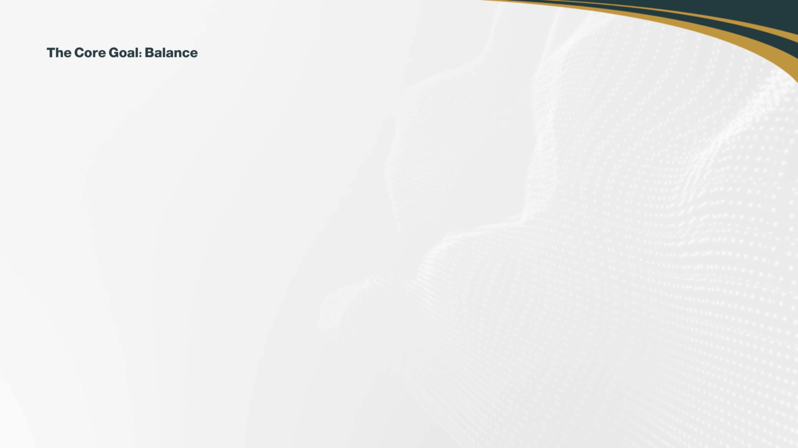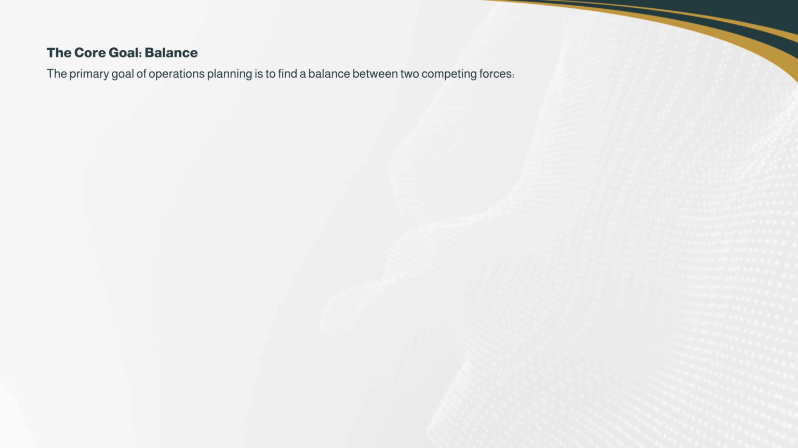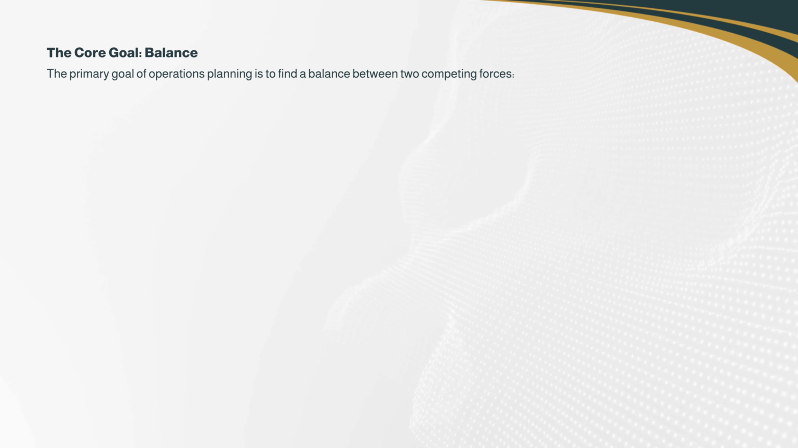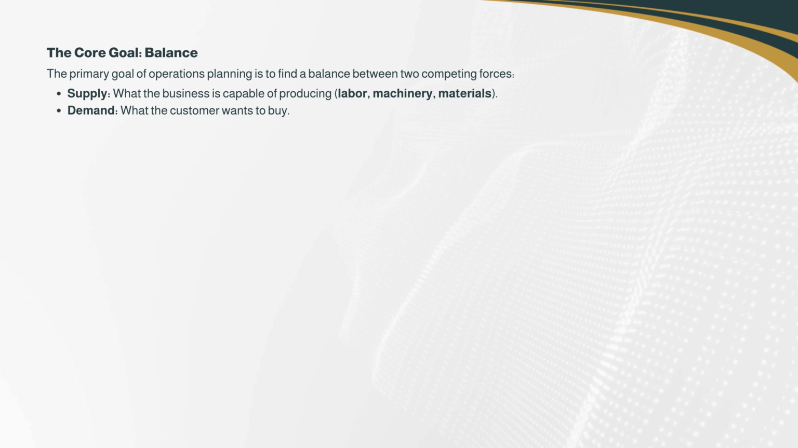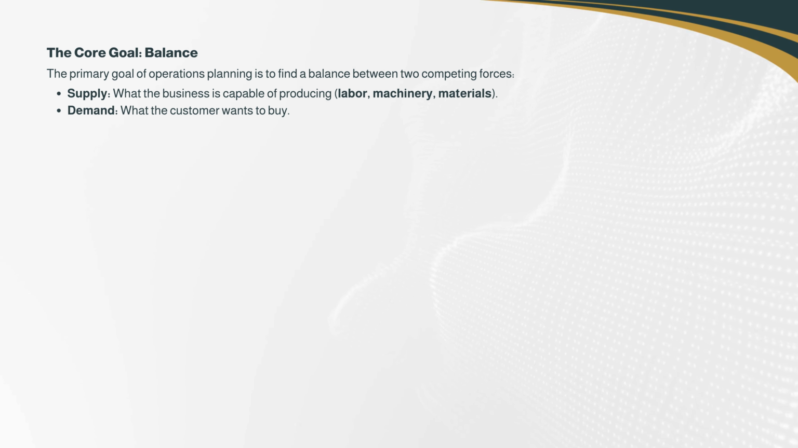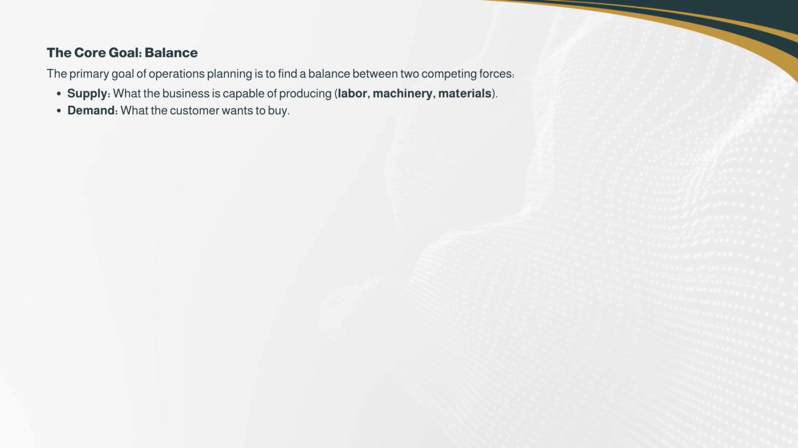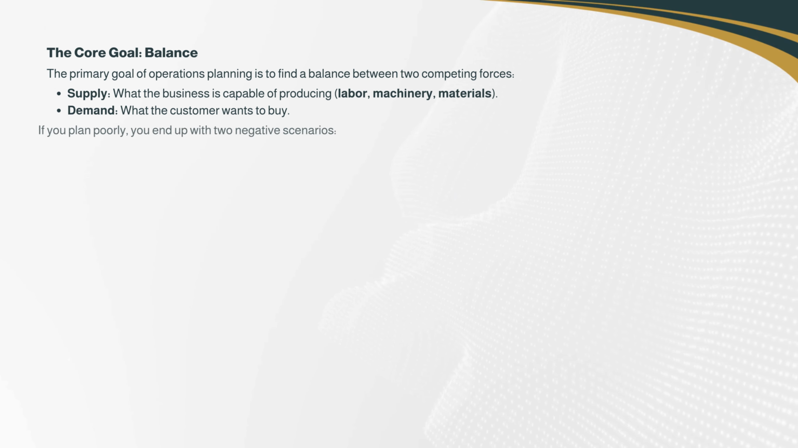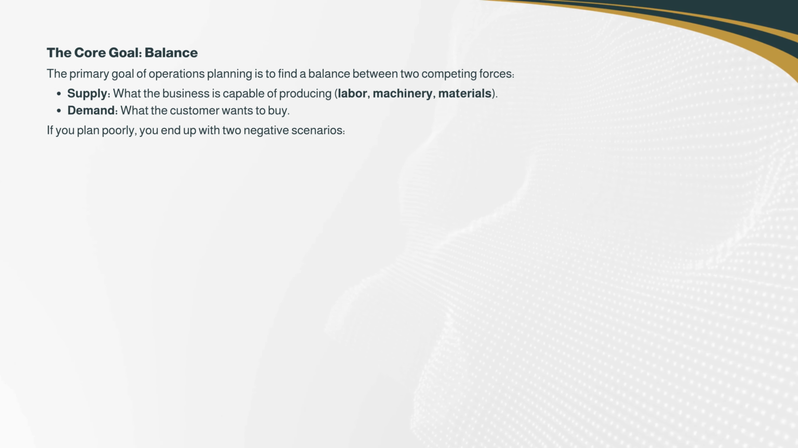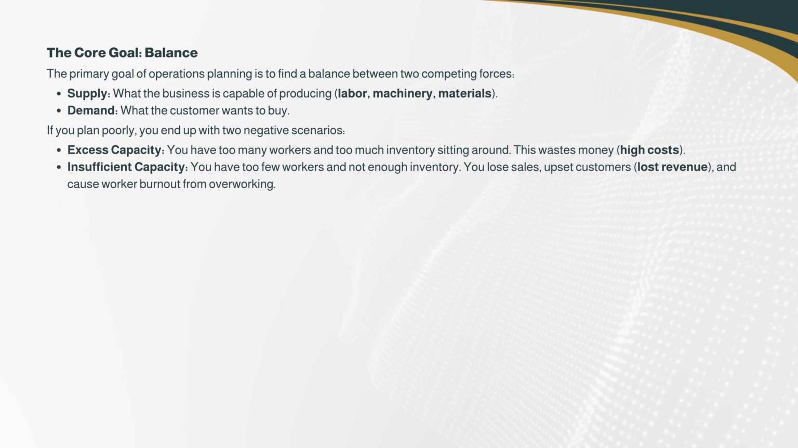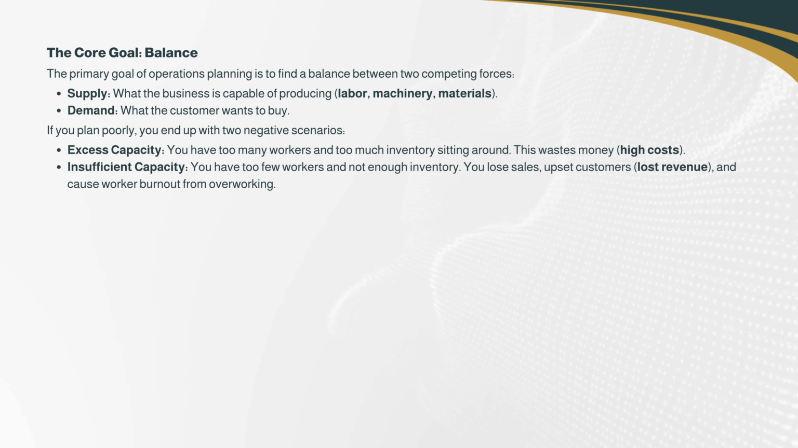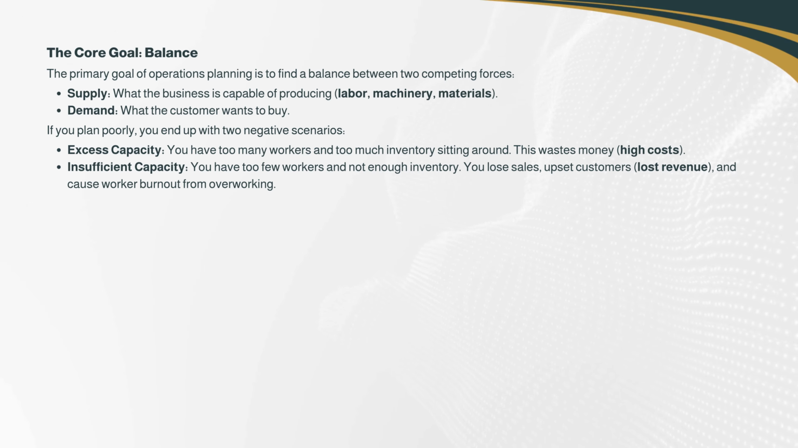The core goal, balance. The primary goal of operations planning is to find a balance between two competing forces: supply, what the business is capable of producing, labor, machinery, materials; demand, what the customer wants to buy. If you plan poorly, you end up with two negative scenarios: excess capacity, you have too many workers and too much inventory sitting around. This wastes money, high costs.